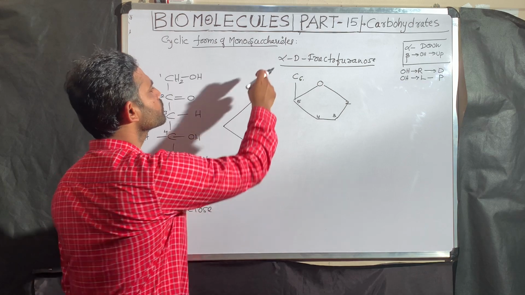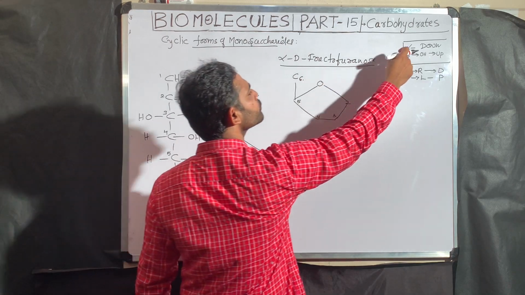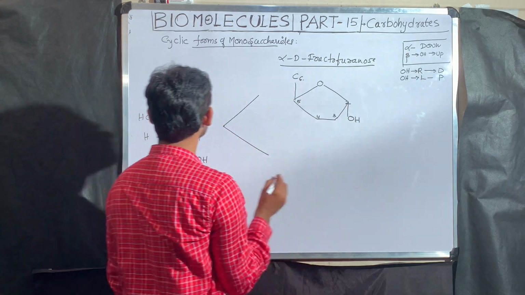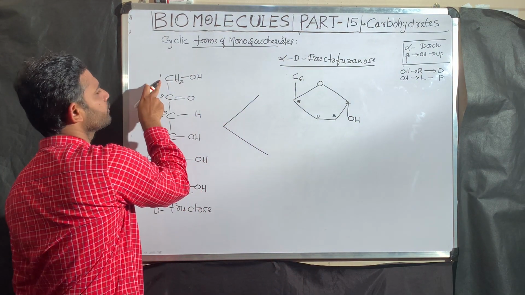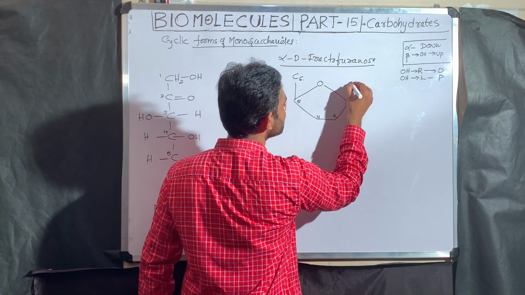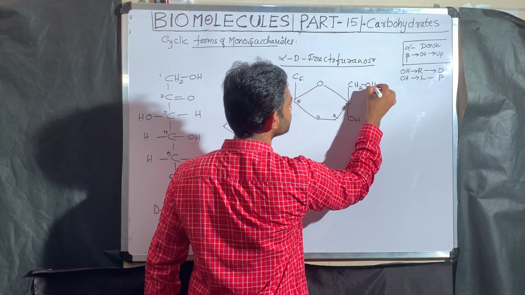Then after that, which one is alpha? Alpha means the OH group on the functional carbon, the second carbon, is towards the down. But this is over. What about the first carbon? That is the CH2OH. That we have to represent towards the up of the second carbon. See this one.